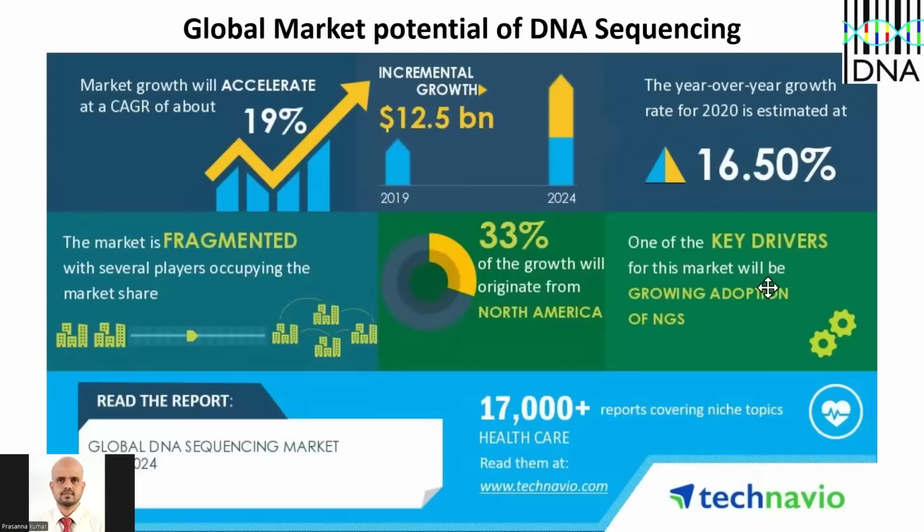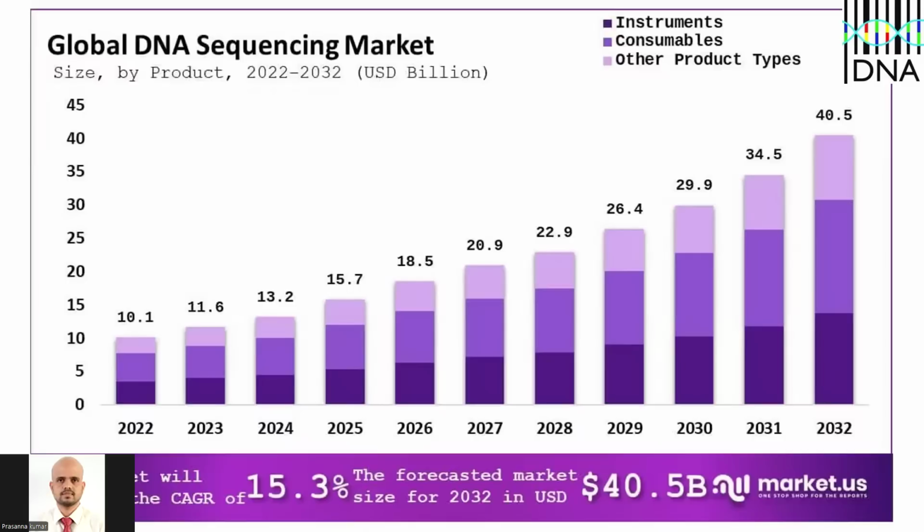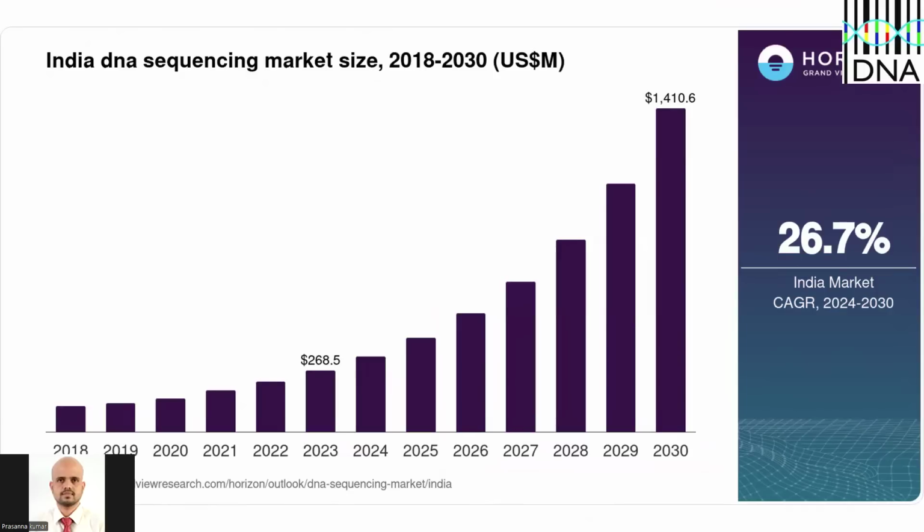Okay. So let's talk a little business now. Why, if you are UG students or PG students, I would say it's the right time to get into DNA barcoding, because it is a $12.5 billion industry worldwide and it is growing 16.5% annually. It is projected to grow to $40.5 billion by 2032. In India, this progress is even more.